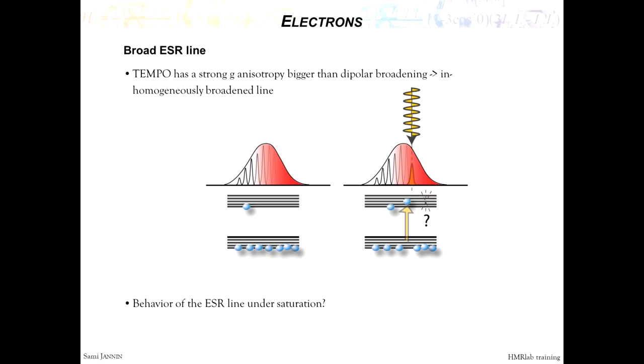So at the end, we have a line that is super broad. And so the fundamental question is what happened? What happened when you shine microwave? Does it completely saturate the line? Does it propagate? How does it propagate? What will be the shape of the EPR line under saturation? And this is really, really important.